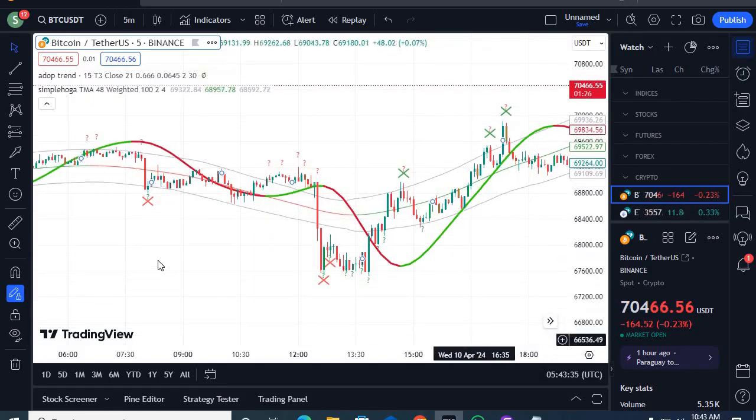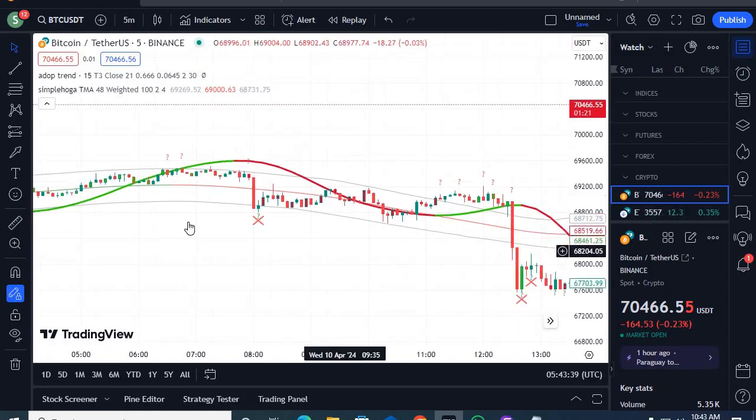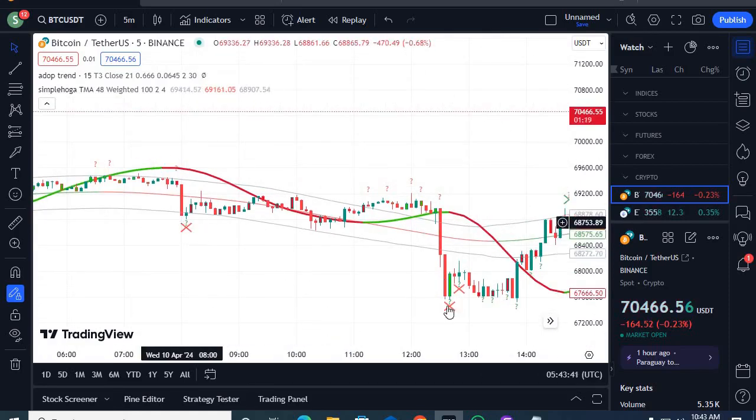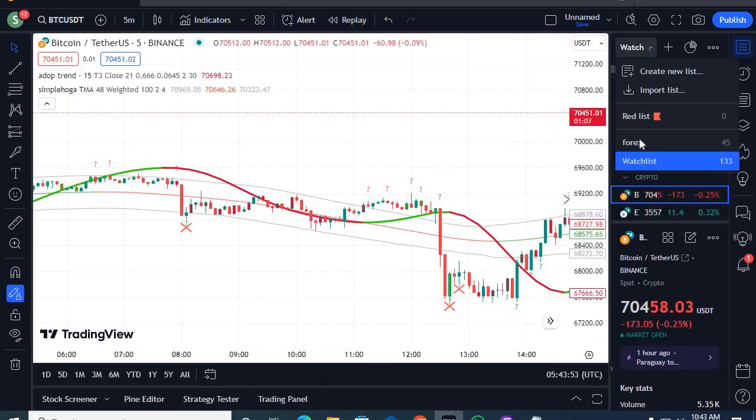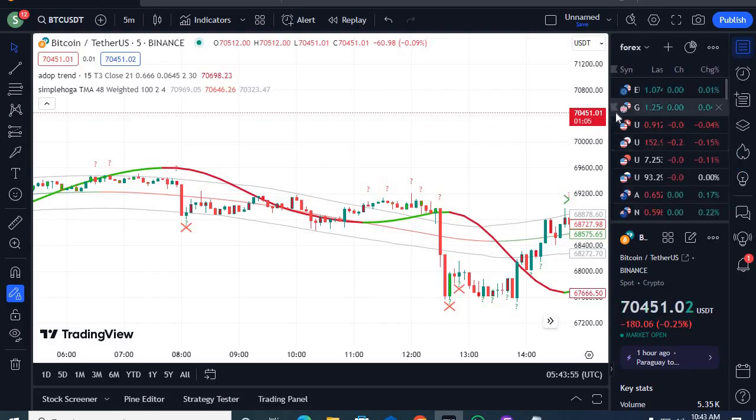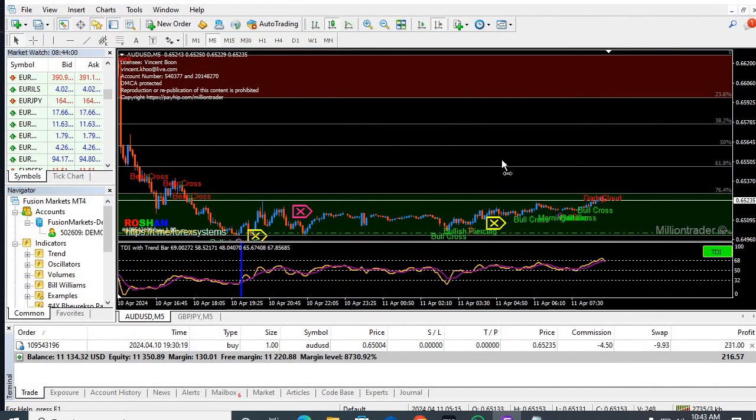Here you can see there are some cross signals. But these cross signals will only show in BTC, Bank Nifty, and some stocks. It will not work on all stocks. Let me show you. In forex, let's open EUR/USD, and you can see the accuracy.